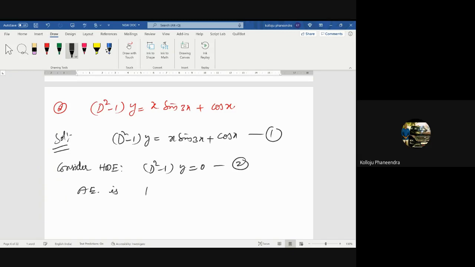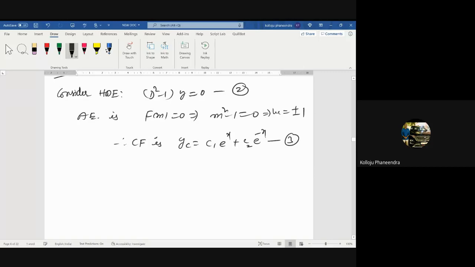Auxiliary equation is f of m equal to 0. M square minus 1 equal to 0. M equal to plus or minus 1. Real and distinct. Therefore, complementary function is yc equal to c1 e power x plus c2 e power minus x. Now, particular integral is yp equal to 1 by f of D into Q of x. This implies yp equal to 1 by D square minus 1.